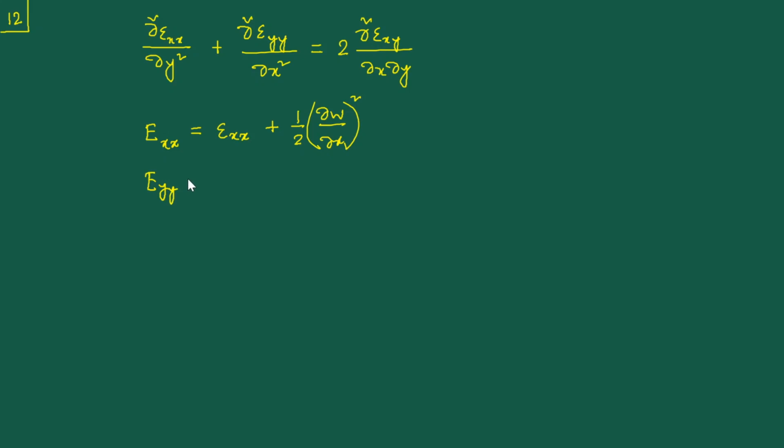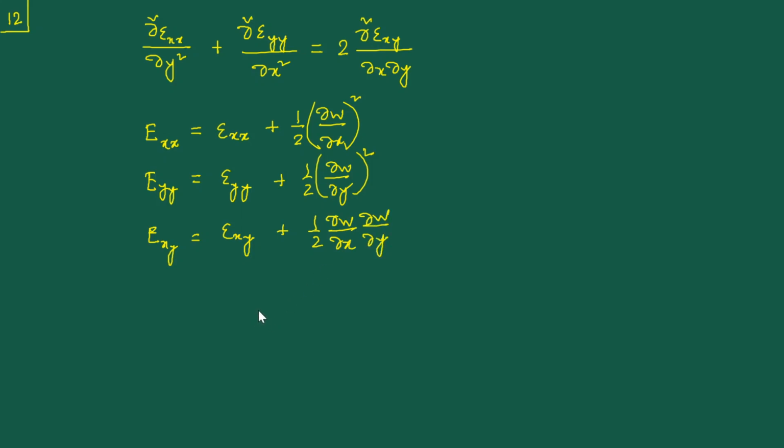Okay, next for the Eyy, we have epsilon yy plus half del w del y square, and for Exy we have its connection with the epsilon xy in this fashion. That's it. So all that we have to do is to go back to this compatibility equation and substitute these epsilon xx, epsilon yy and epsilon xy in terms of these Exx, Eyy and Exy. Okay, so from here what we are going to obtain is this thing. So I'm skipping a step here. Del square Exx del y square minus del square del y square of this entire thing.